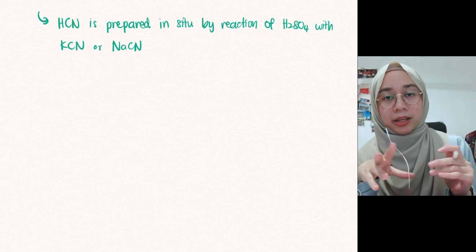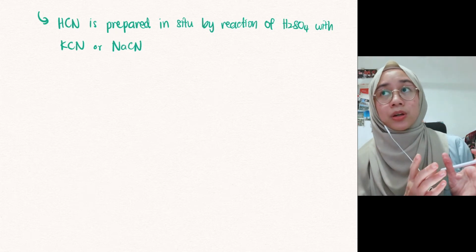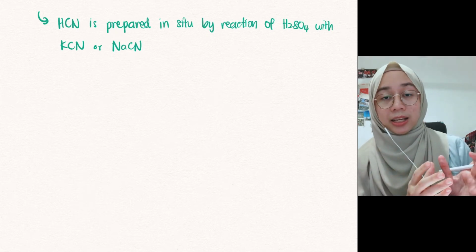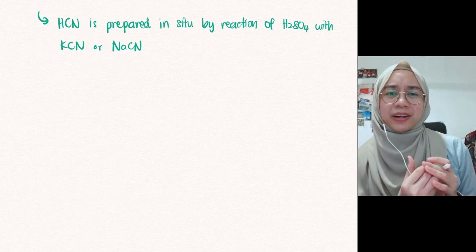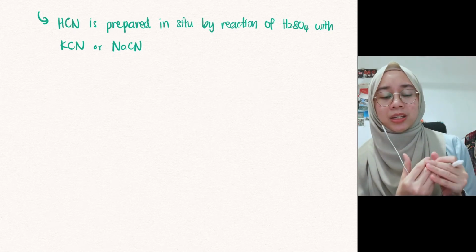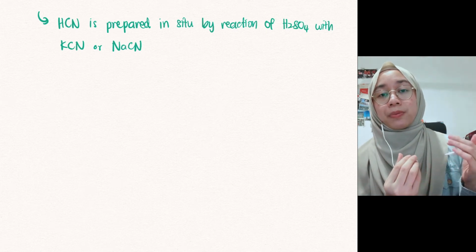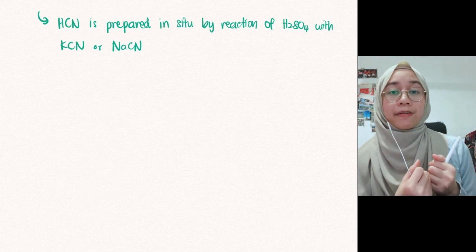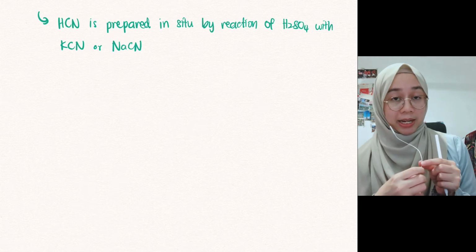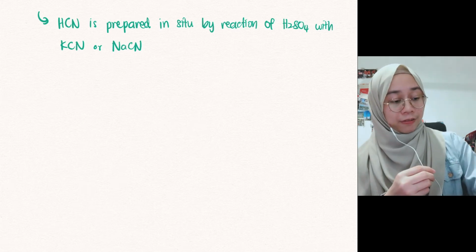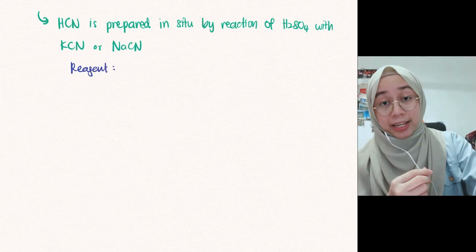Sebab HCN ni dia tak akan wujud on its own macam tu, because kalau dia wujud on its own pun it is very volatile. Okay, so susah untuk disimpan lah sebenarnya. I think it is actually very unstable as well. Okay, so that is why in order for us to get the HCN, so it need to be prepared in situ, whereby kita akan reactkan the sulfuric acid with potassium cyanide ataupun NaCN. Therefore, kalau reagent dia kelas, kita tak boleh terus letak HCN sahaja.